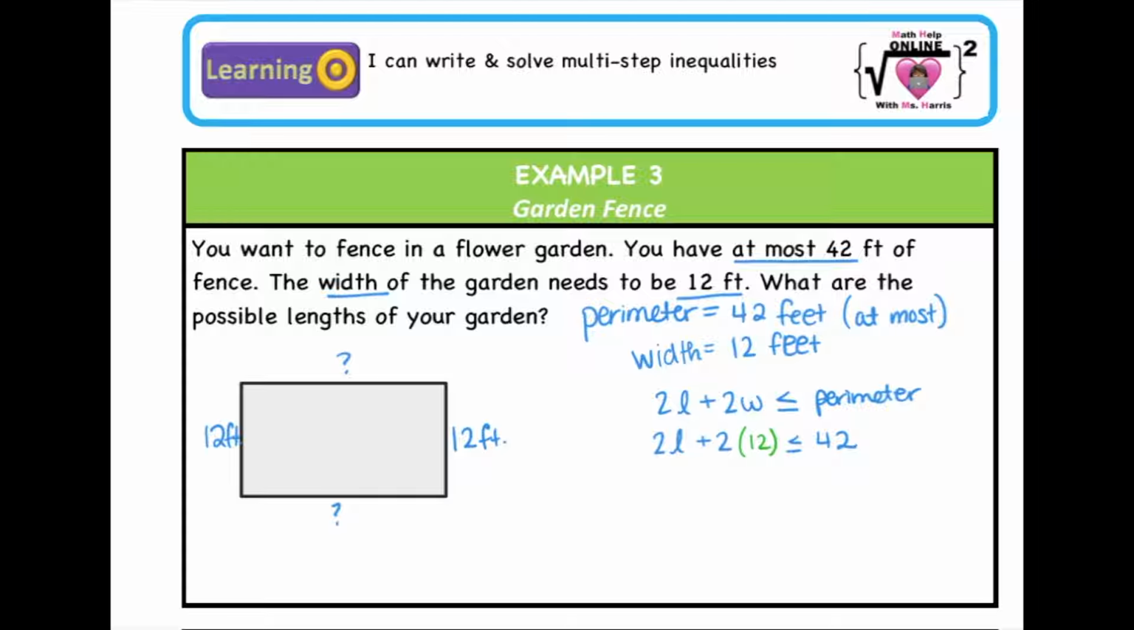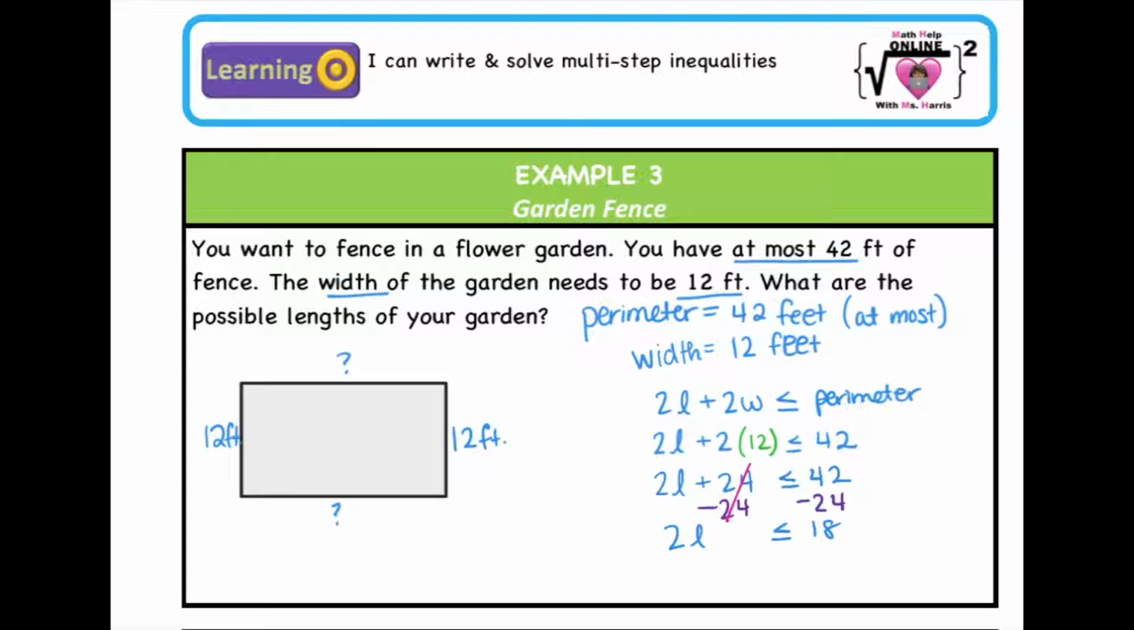So let's start by simplifying what we have on the left-hand side of this inequality. We have 2L plus 24 is less than or equal to 42. Now I need to isolate my variable, so I'm going to perform the inverse order of operations. I'm going to subtract 24 from both sides of this inequality, canceling it out on the left-hand side, leaving me with 2L is less than or equal to 18.